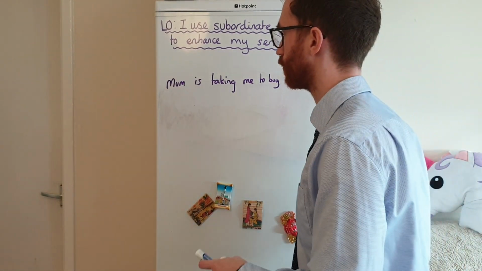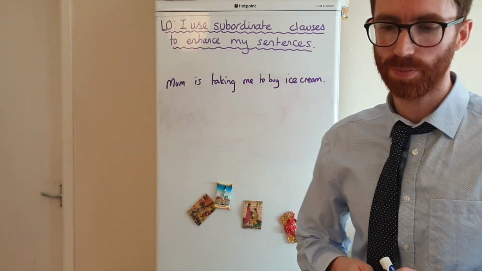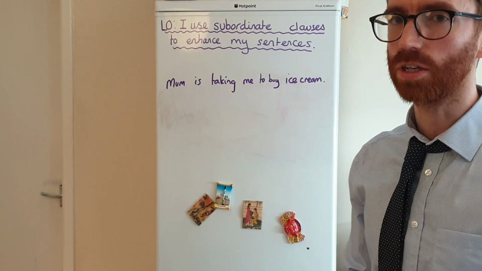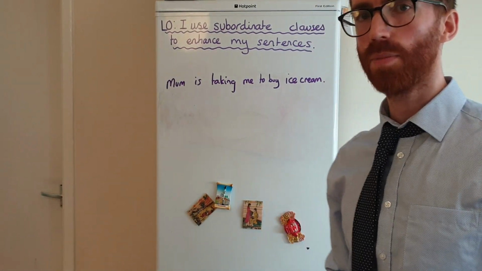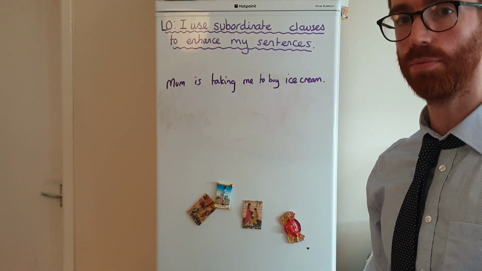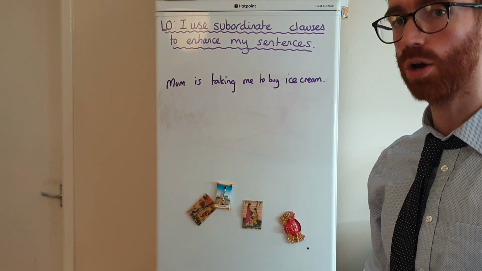We've got our subject of the story, Mum, what is she doing? She's taking me to buy ice cream, okay? So, tell you what, before I have a go at enhancing this by adding a subordinate clause, maybe you could enhance this sentence by putting on the end why she's taking me for ice cream, or perhaps you could tell me when she's taking me for ice cream. Okay, have a little go now, pause.